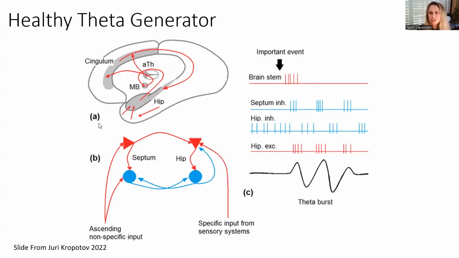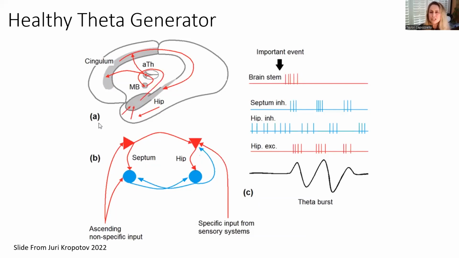For healthy theta, theta is generated in the septal hippocampal network with excitatory and inhibitory interconnections. We're really going to go over a lot of inhibitory, so be prepared. In a resting state, the hippocampal pyramidal cells are inhibited by local inhibitory neurons, and the gate to the loop is closed. An important event activates the septal inhibitory neurons, which inhibit the inhibitory hippocampal neurons and thus remove inhibition and open the gate. So lots of inhibition for this burst. The cycle is repeated by the reciprocal excitatory inhibitory hippocampal septal connections.